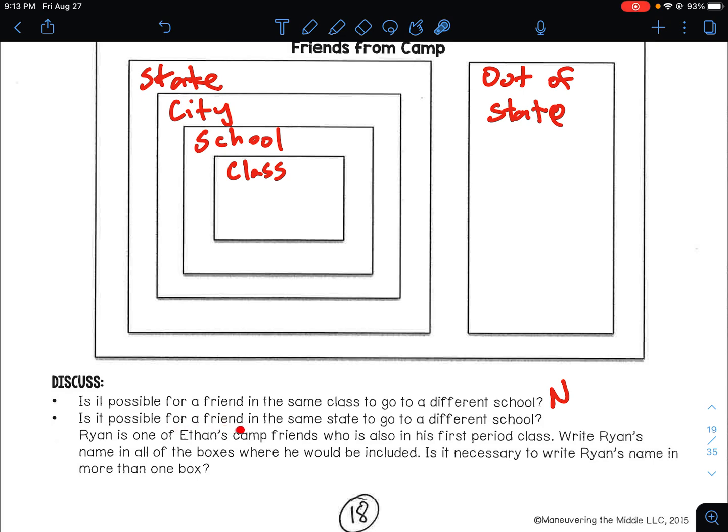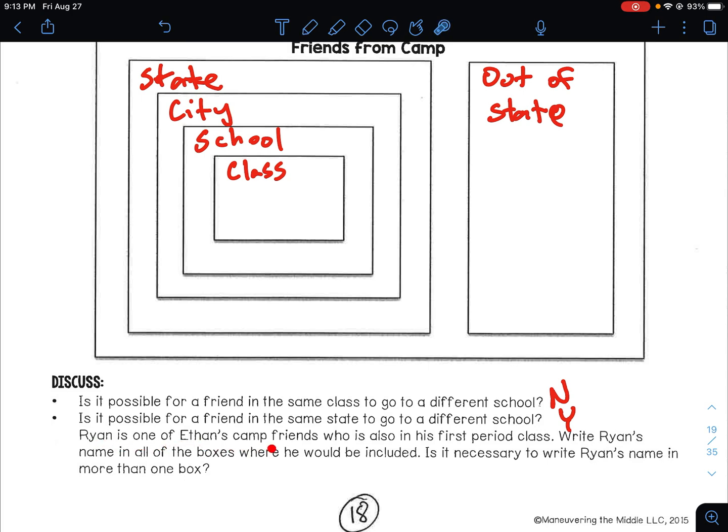Next, is it possible for a friend in the same state to go to a different school? So let's say you live in California. Is it possible for your California friend to go to a different school than you? It is. So the answer is yes.